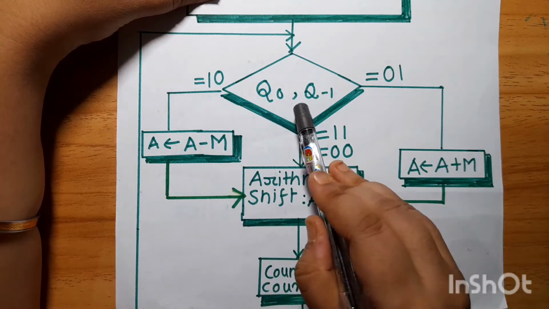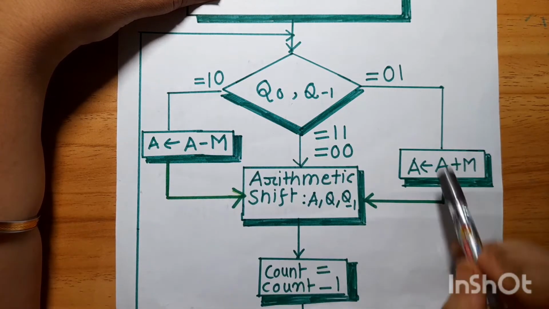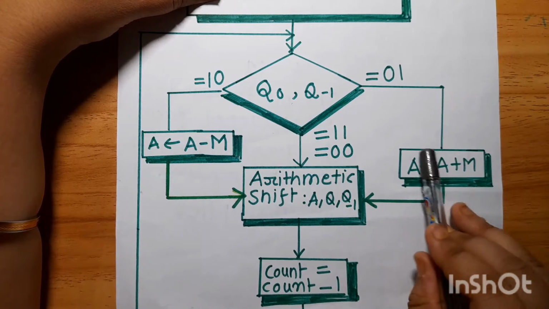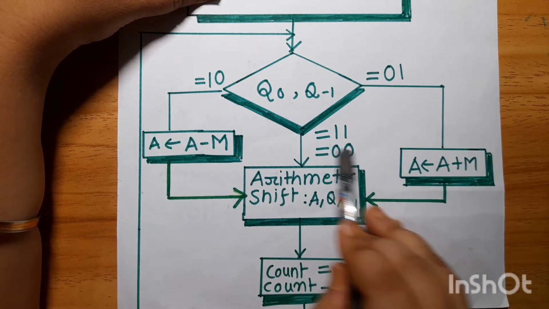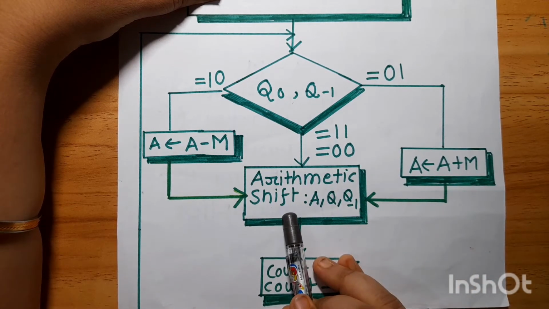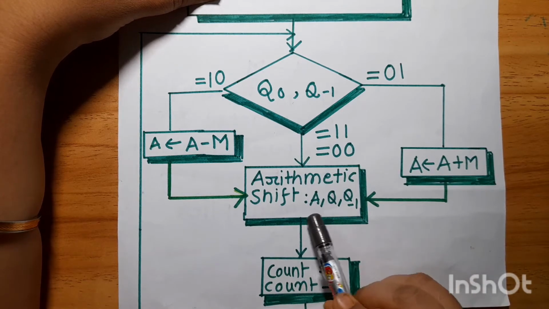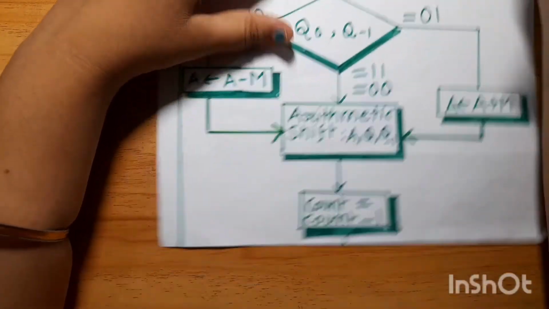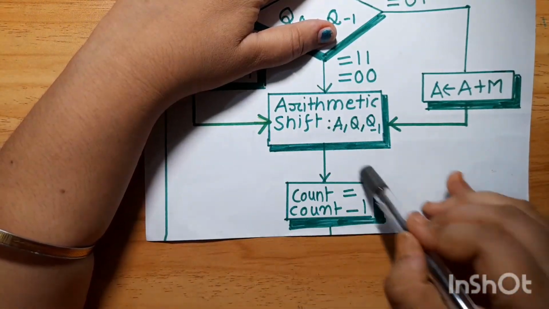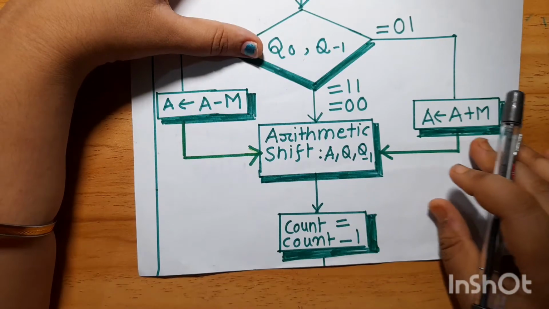But if Q0, Q minus 1 falls in either of the two categories of 0, 1 or 1, 0, I will first do the updation of A here and here, and then we will go to the arithmetic right shift operation. We will do arithmetic right shift operation of A, Q, Q minus 1. Once this step is done, we will go to the next step where the counter is decremented by 1. Counter was initialized to n. Now counter is decremented by 1.